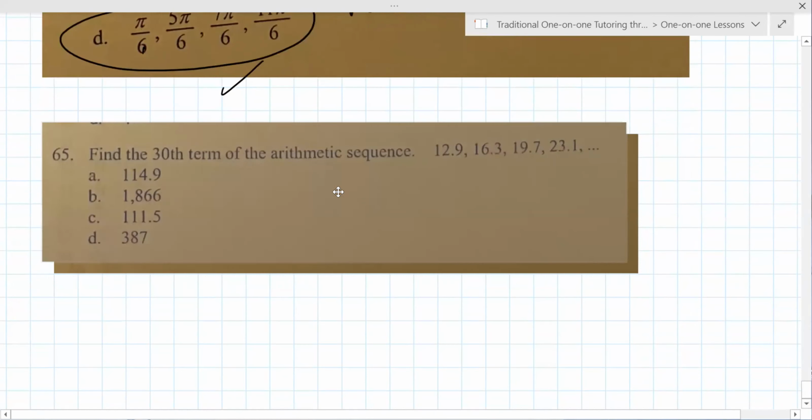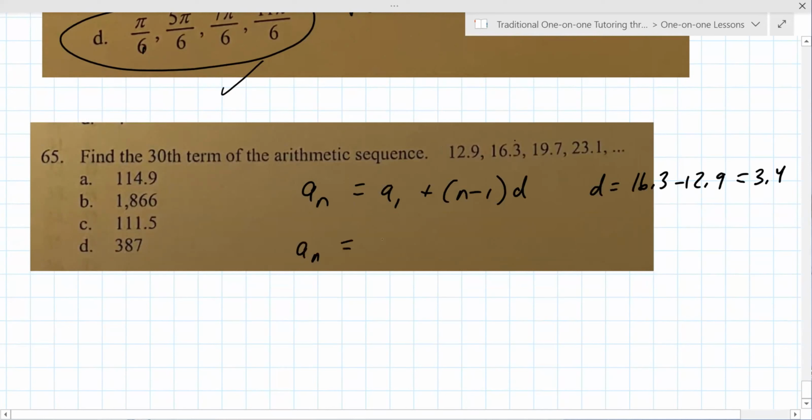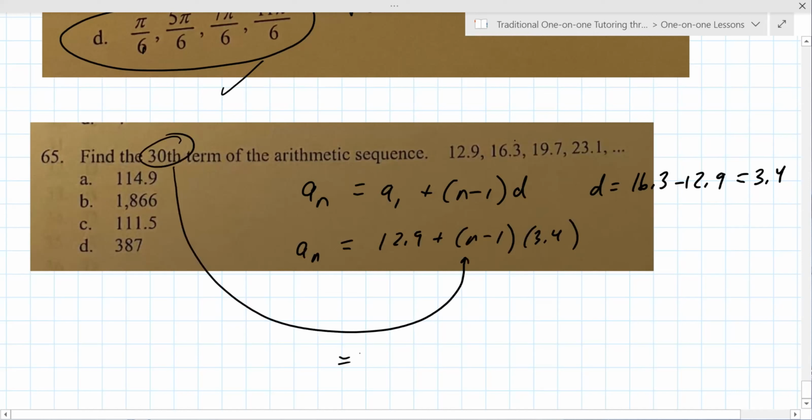All right, so find the 30th term of the arithmetic sequence. The formula for the arithmetic sequence is A1 plus n minus 1 times D. You find D by subtracting next minus previous, so 16.3 minus 12.9, which is 3.4. A1 is your first term, so your AN is 12.9 plus n minus 1 times 3.4. And so to find the 30th term, you put 30 in for n. 12.9 plus 30 minus 1 times 3.4.